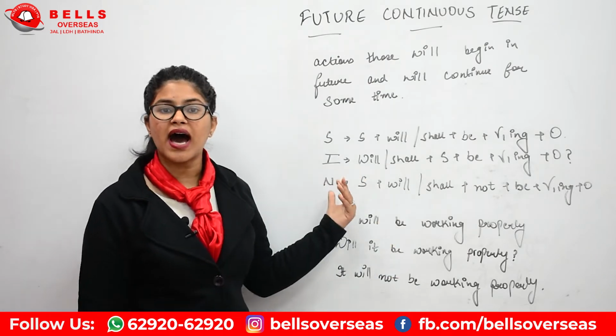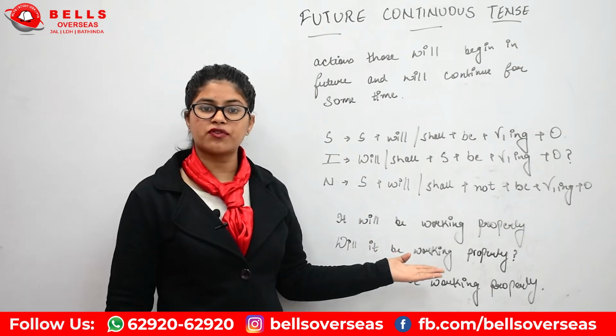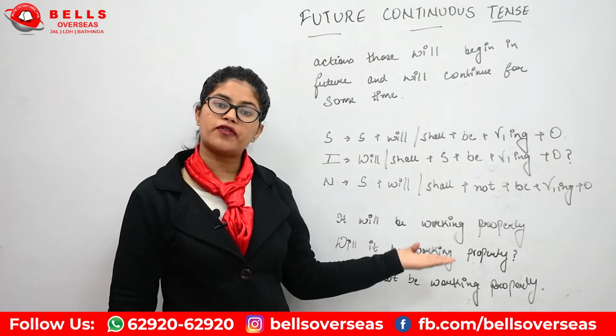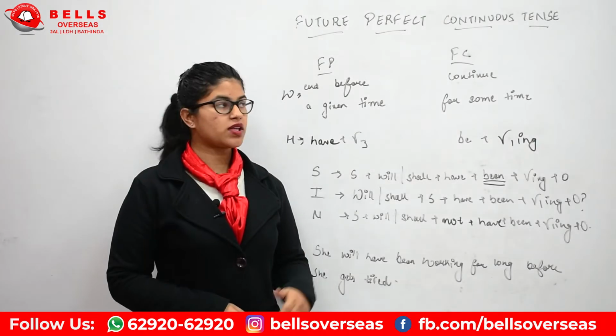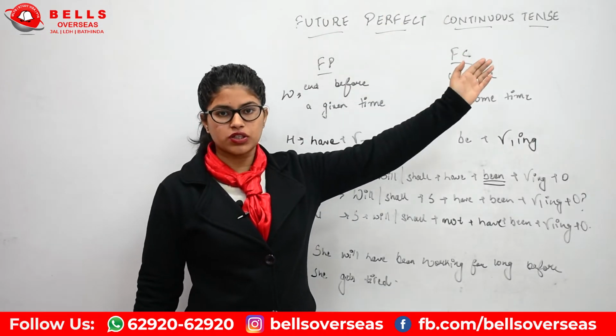Where do we use it? How do we use it? With examples. Now we will move to the last type of future tense, which is future perfect continuous tense. Alright, so this is our last type of future tense, which is future perfect continuous tense.